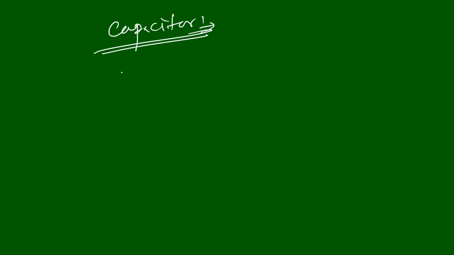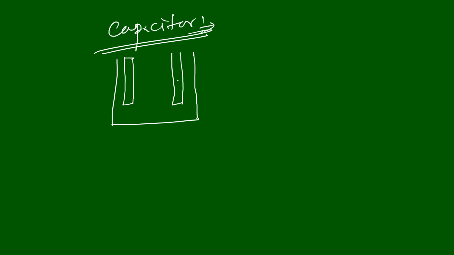But in the case of a capacitor, what happens? If you look at the diagram of the capacitor, this is the small diagram that I am drawing over here. Don't focus on my drawing because it is too bad. Just understand the concept. In a capacitor, two parallel plates are placed inside, and in between the plates it is filled with a dielectric medium.